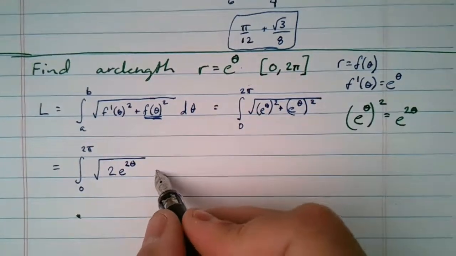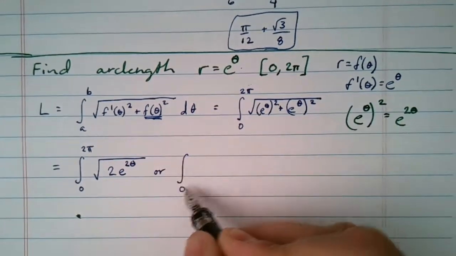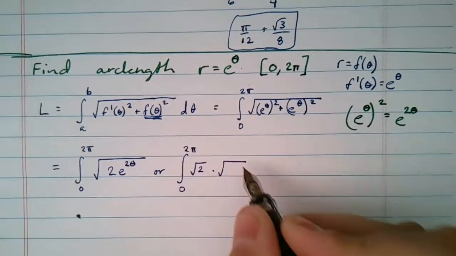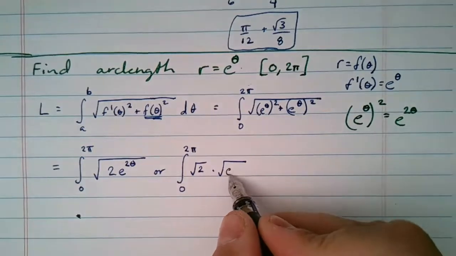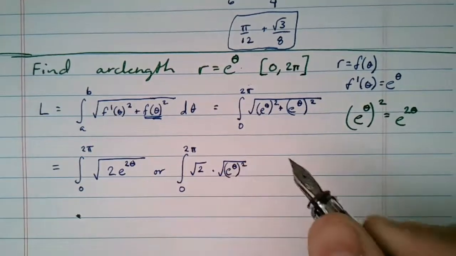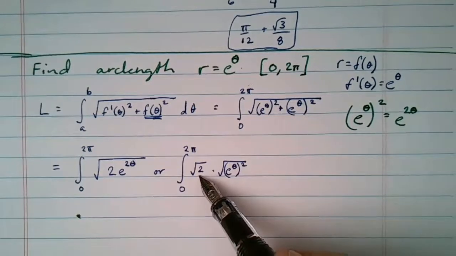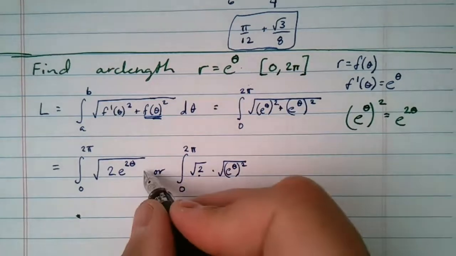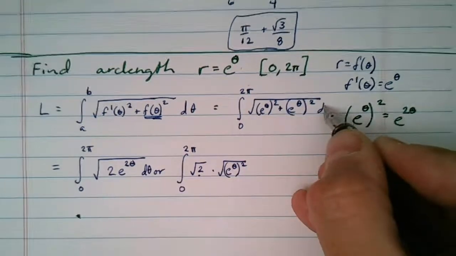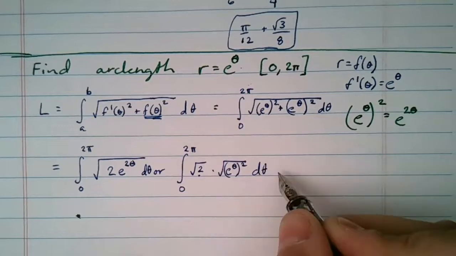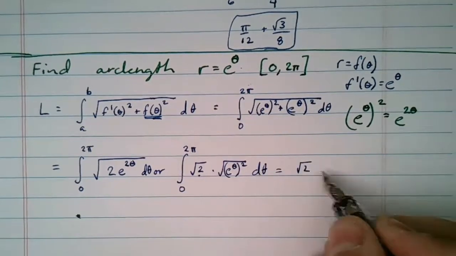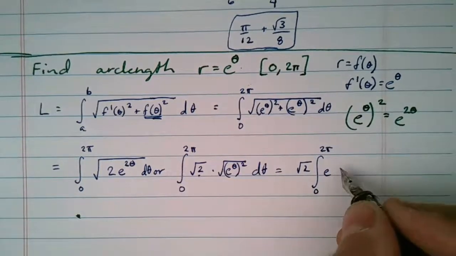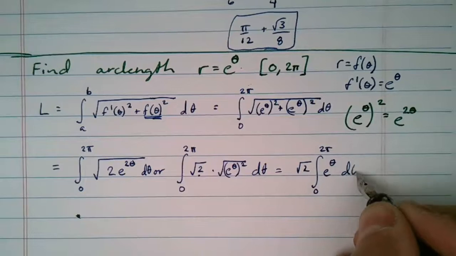Or another way to write it is square root of 2 times the square root of e to the theta squared. Now what's going to happen, this is a constant, I'm going to bring it out, and e to the theta squared, take the square root of that, and this of course is d theta. I should copy my d thetas here, missing a few of those. We get root 2, integral 0 to 2 pi, e to the theta d theta.